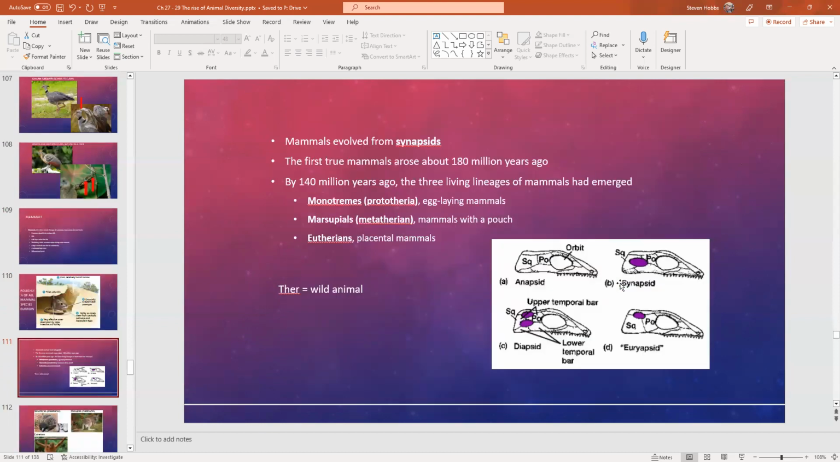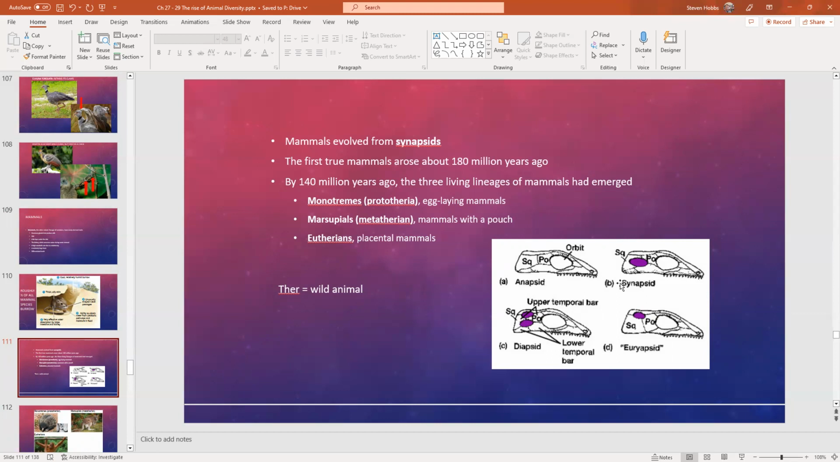Mammals evolved from synapsids. So we have one cheekbone opening, as compared to reptiles, like the dinosaurs. They had two. So they were diapsid animals. That's how we know whether or not a fossil is a dinosaur or a mammal.